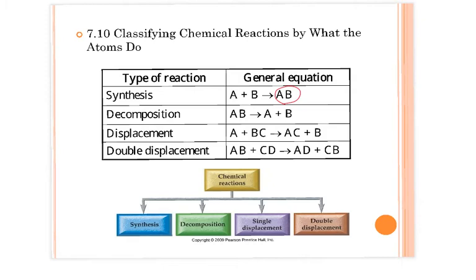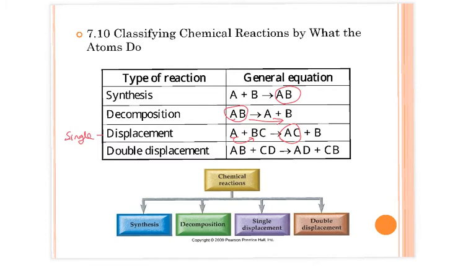Decomposition reactions are the other way around. We get one reactant that breaks down into two or more products. For a displacement, sometimes known as a single displacement too, the reaction involves one atom displacing another and replacing it in that compound. So here you have A come in to this compound and kick out the B and take its place.